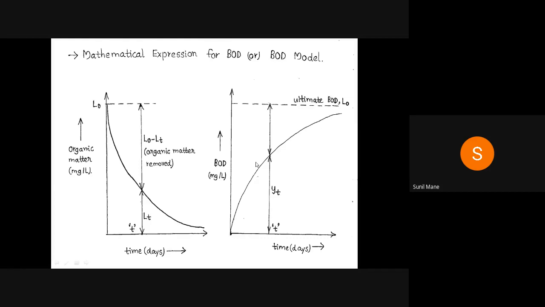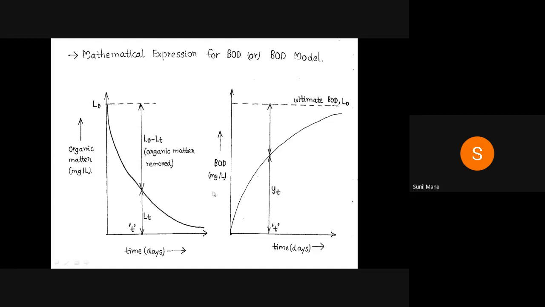If it is possible for you, then do it. Otherwise, always have the representation of these graphs separately. One graph we are getting for organic matter consumption. The second graph we are getting for the BOD which has been required. At the same time, the BOD requirement would be in terms of milligram per liter, and organic matter again would be in terms of milligram per liter. So in this manner the graphs are there.